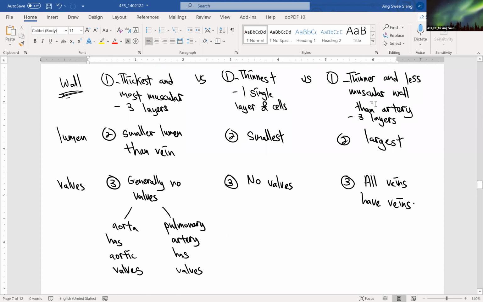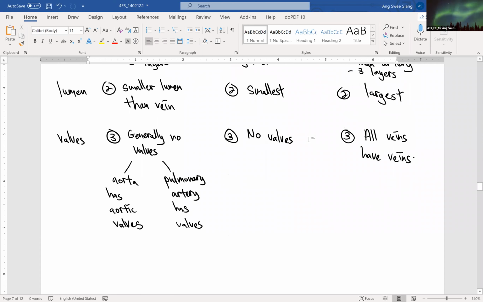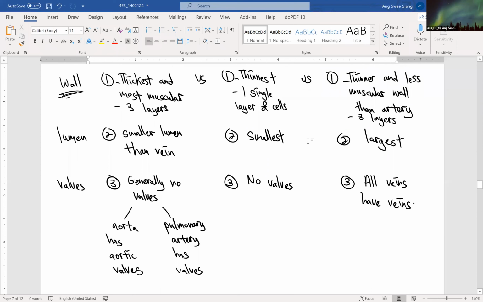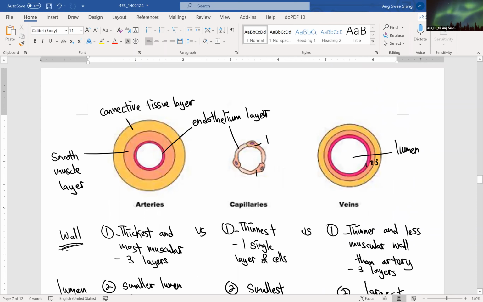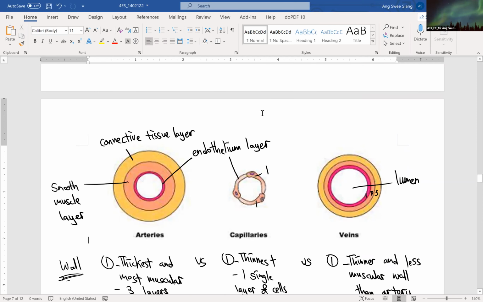Okay, structure. Now we are going to link the structure to the function. Okay, what is the function of arteries? Who can tell me what is the function of arteries, veins, and capillary? So I will get people to answer also. You should be able to know. Maybe capillaries, you're not very sure, but arteries and veins, you should know.